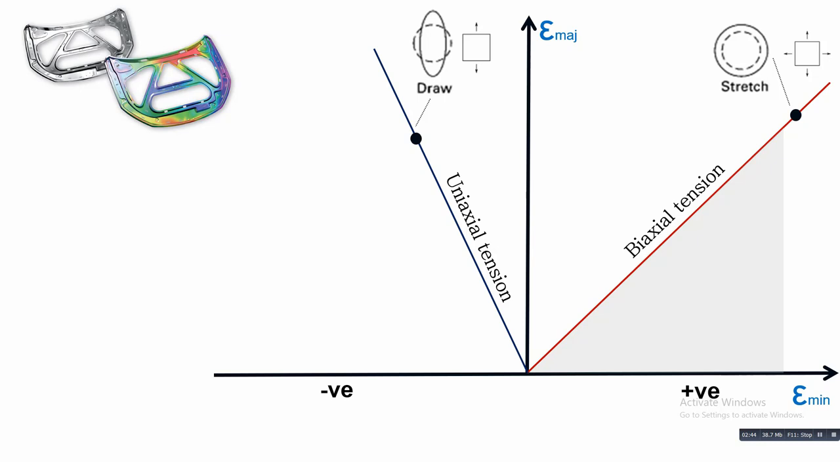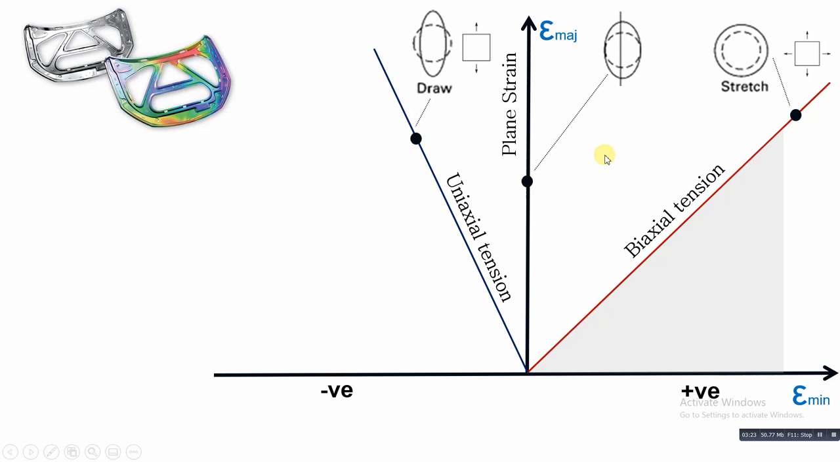Okay, so any point located on this line is a point of uniaxial state of stress, and any point located on this line is a point of biaxial state of stress. Okay, what about this axis, the epsilon major axis? Any point located on this axis is a plane strain. The epsilon minor here is zero, while epsilon major is positive. So if we see a circle here that behaves in this manner, we say that this region is exposed to a plane strain state of stress.